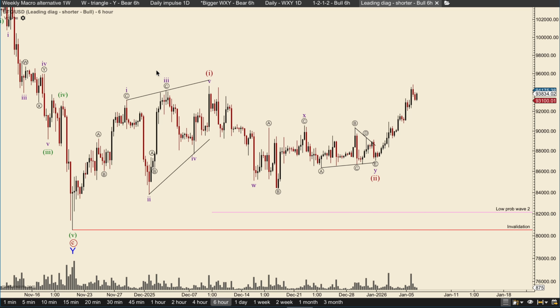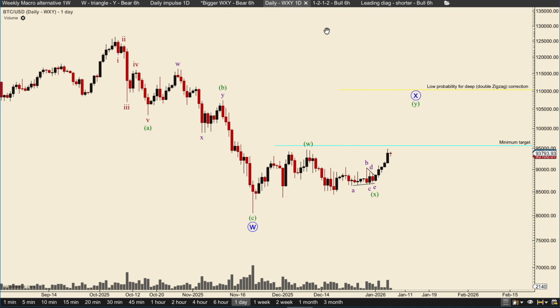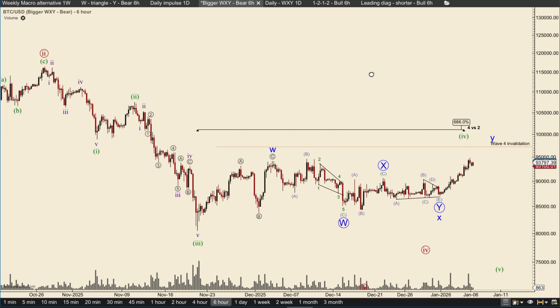But we need to be aware that it exists, and also probabilities change. If we get a clear three-wave structure with a 4 and then a 5 and a correction with a 3-wave, yeah, absolutely, this becomes the highest probability. But as of right now, this does not have the highest probability.